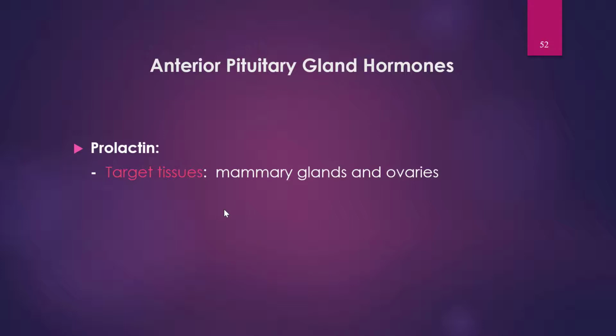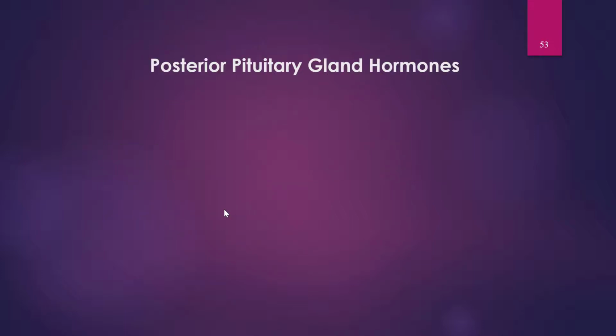So the prolactin is another hormone of the anterior pituitary gland. The target tissue will be the mammary glands and the ovaries, and the function will be for milk production.